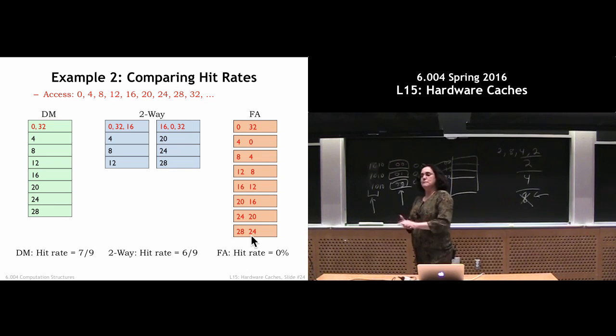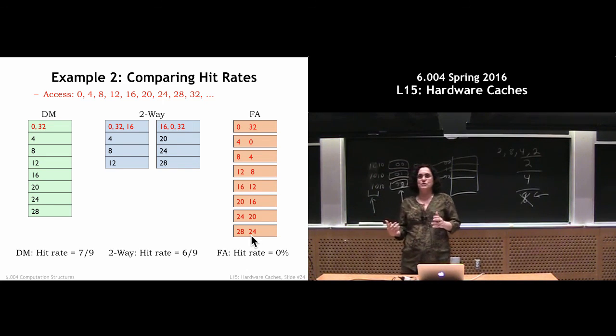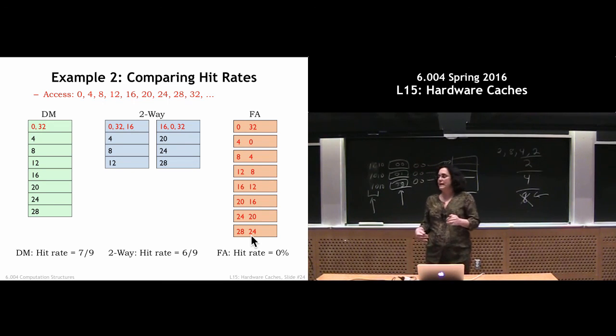So it's definitely possible that even though you're giving yourself more flexibility by adding associativity, you could still have a scenario where your hit rate is actually worse for a fully associative cache than it is for a direct mapped or a two-way set associative.